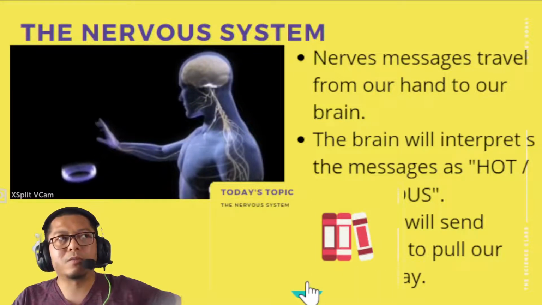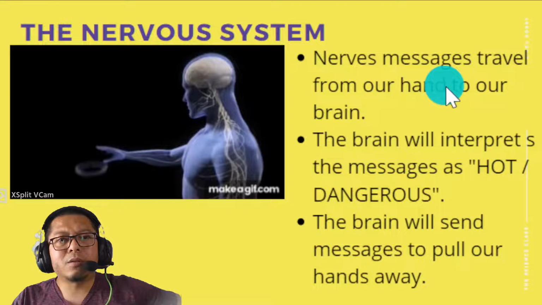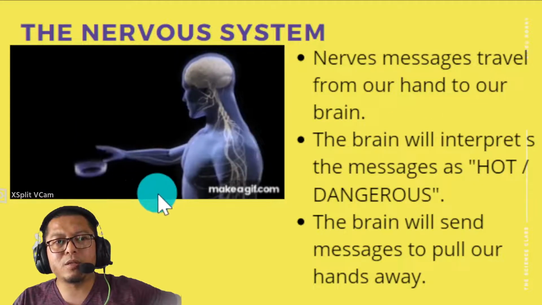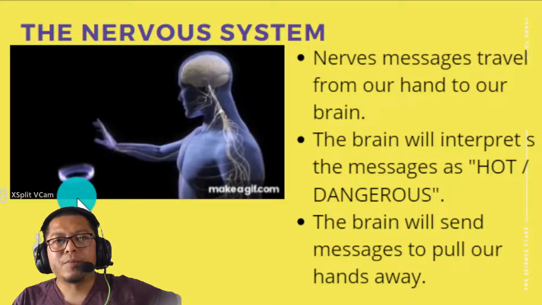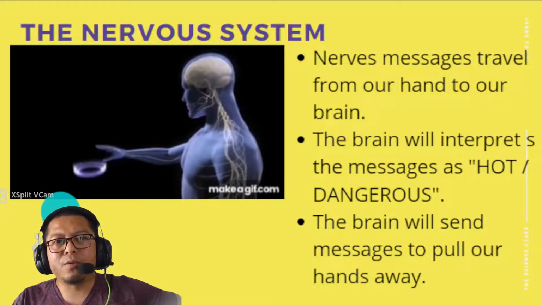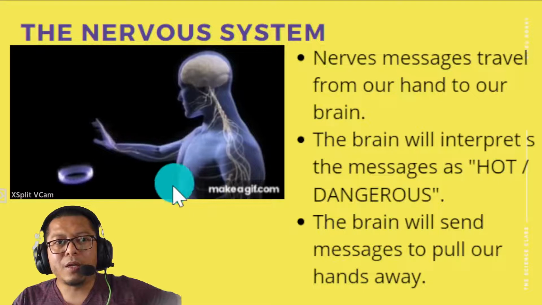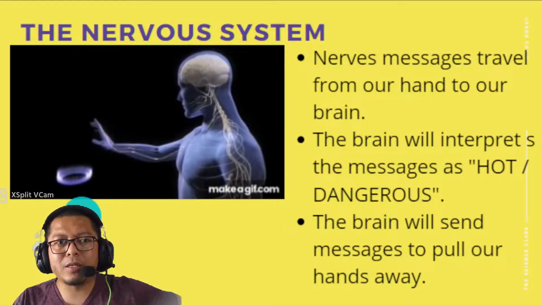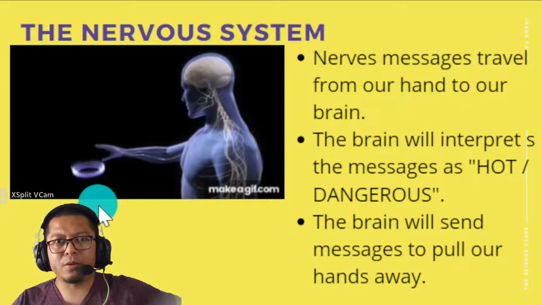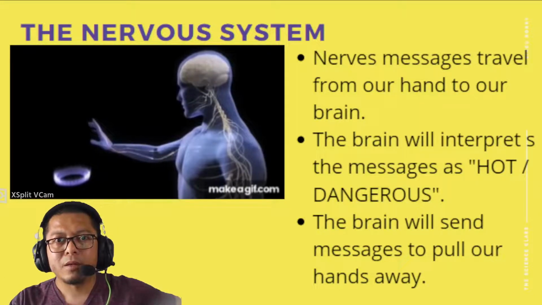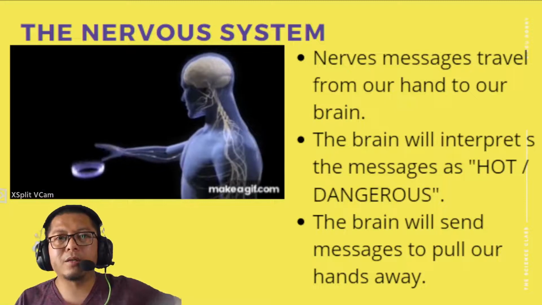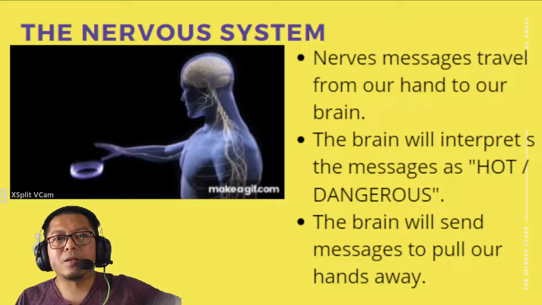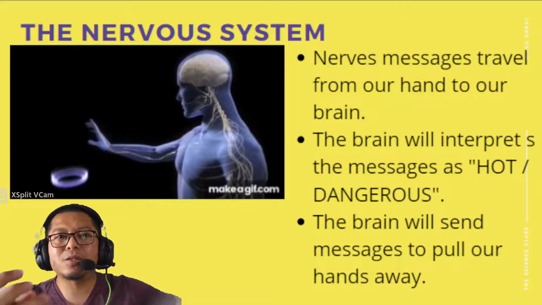Another example would be this: nerve messages travel from our hand to our brain. If you can see this picture, there's a fire from the stove. And what happens here, when the person's hand is close to the fire, he will feel the heat. It'll be hot, but the hand is not automatic, it is controlled by the brain.